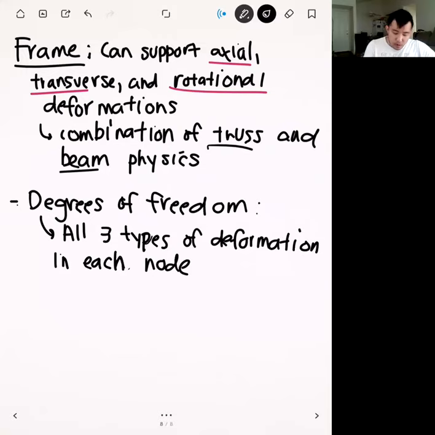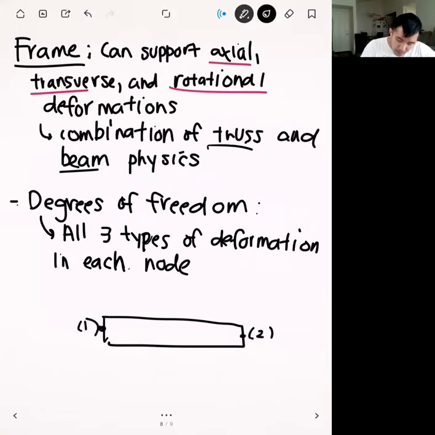And so if we draw our frame element right here, and we call this node 1 on the left-hand side, and we'll call this node 2. The frame element is going to support all three of these. At node number 1, we're going to have a U1x, which is a displacement in the x direction. We're going to have a U1y, which is the displacement in the y direction. And we're also going to have a theta 1, which is the local rotation of the frame at that location. And then we're going to have all the same things at node number 2.